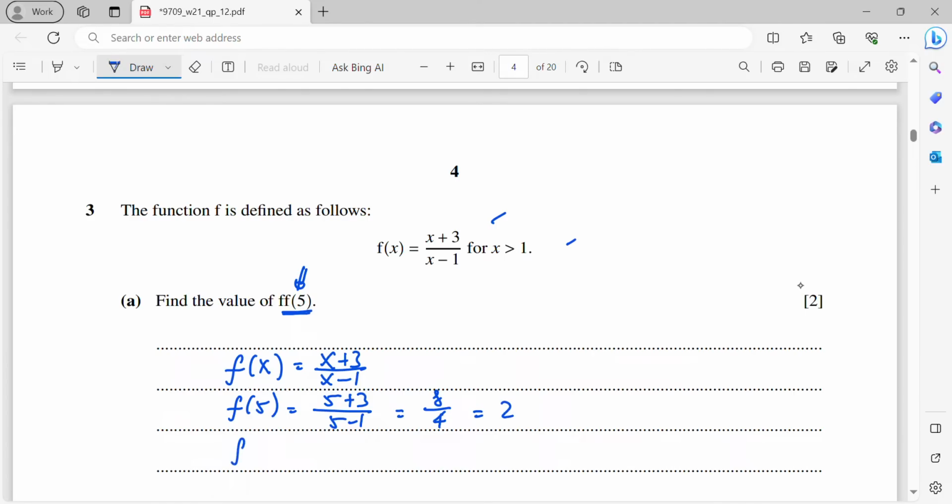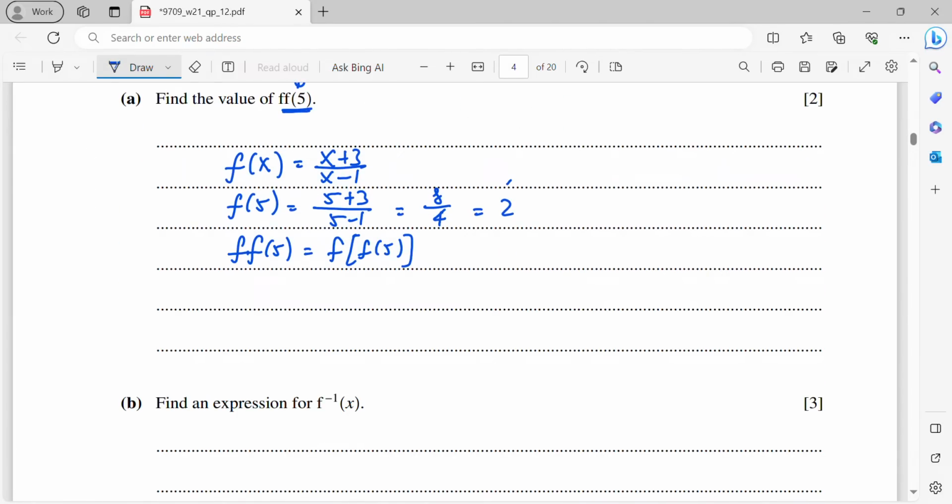And then now, ff(5) is the same as f of f(5). Okay, so now your f(5) is 2. So I will get f(2). And now, substitute back into your f(x) and replace the x by 2. So I will get (2 plus 3) over (2 minus 1). And hence, you will be getting 5. So that's the solution of ff(5).